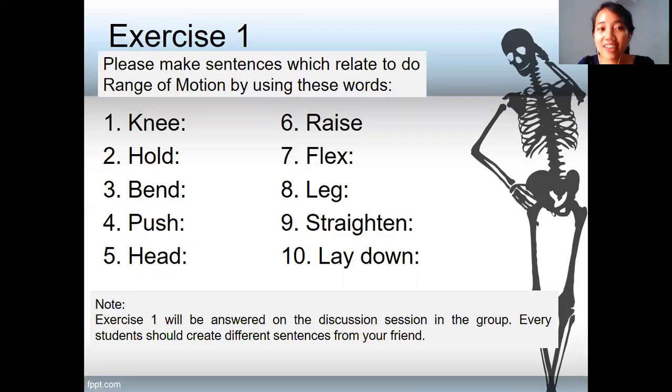And then you can try another word by using hold, bend, push, or other words. And then we can discuss it in our group. So I hope that you can find by yourself. If you find any difficulties, you can ask me. And then after that, we can share in our group about your words and your friends' words also. So we will understand about this kind of topic.